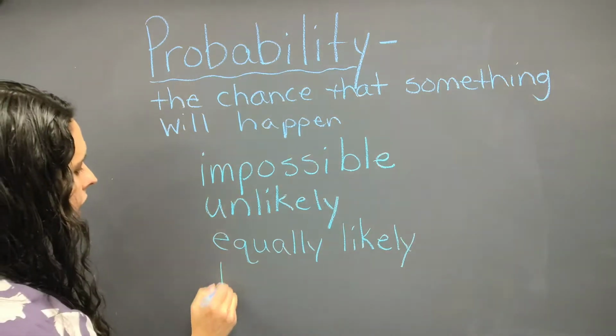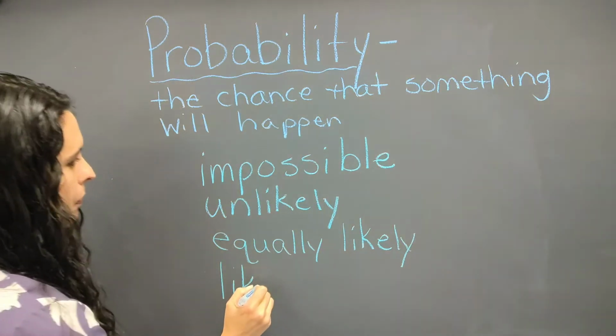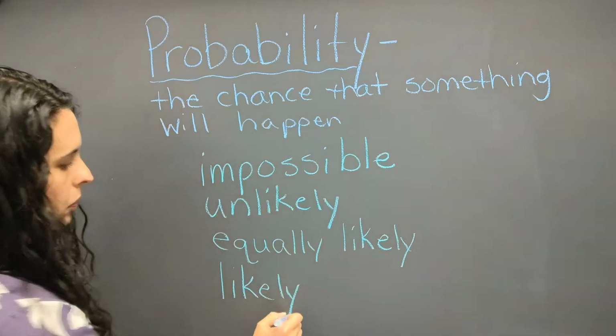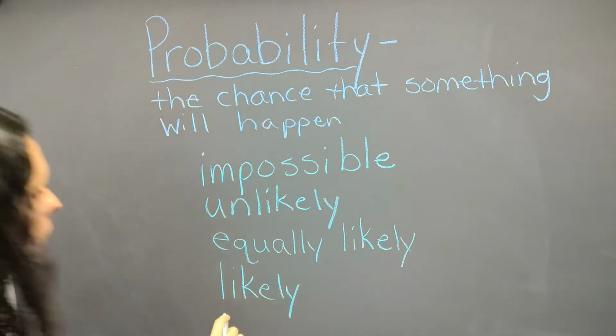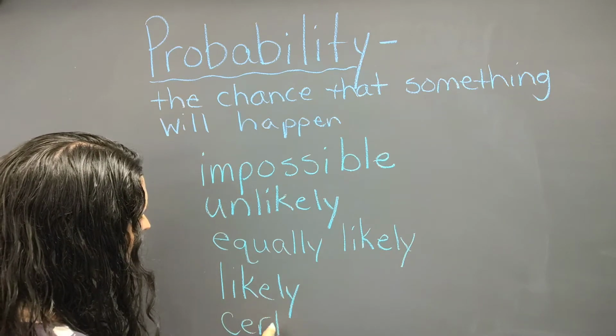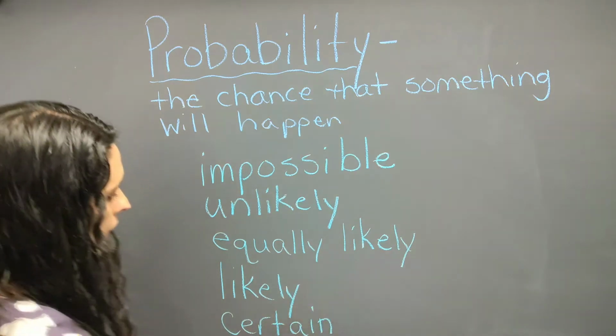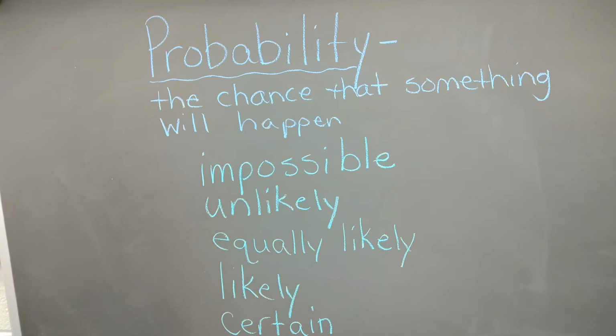Something could be likely. It's likely it will happen, which means there's a greater chance that it could happen, or it will be certain. Certain means we know without a doubt it will absolutely occur. We know it is certain that tomorrow will come, the sun will come up. It would also be certain that if I only had marbles in a bag, I will pull out marbles and not an elephant.